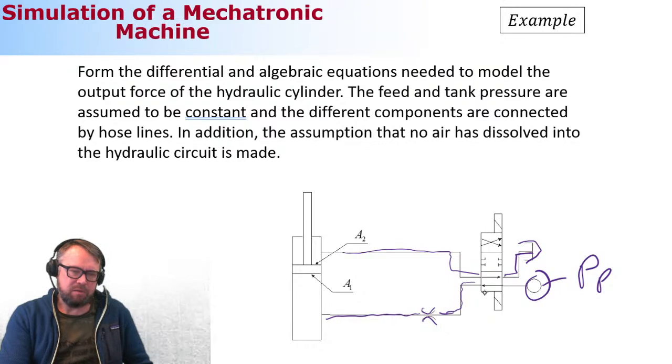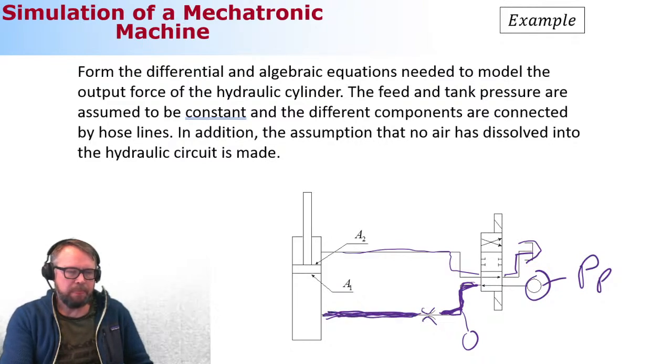So obviously we can say that the pressure along this hose line or pipeline here can be assumed to be equally distributed. So the pressure here has to be constant all the time. Now the pressure that is in this line here and in the hydraulic chamber that is shown here, that pressure too can be assumed to be constant.